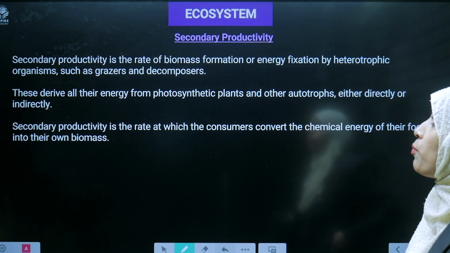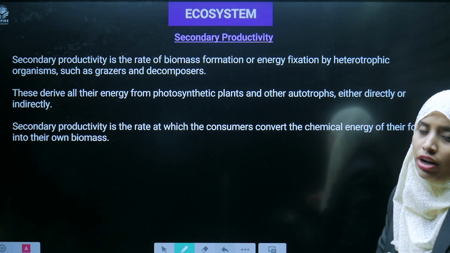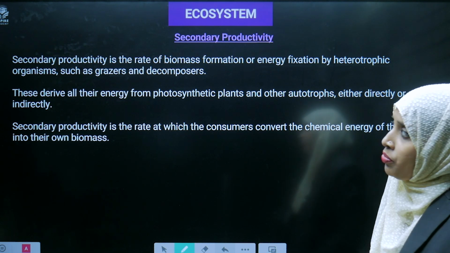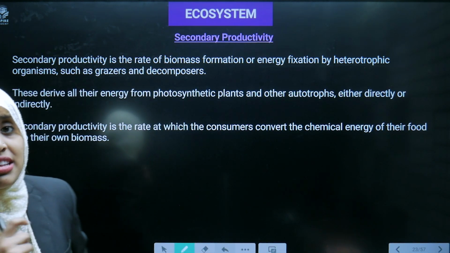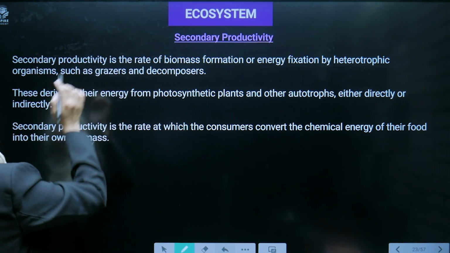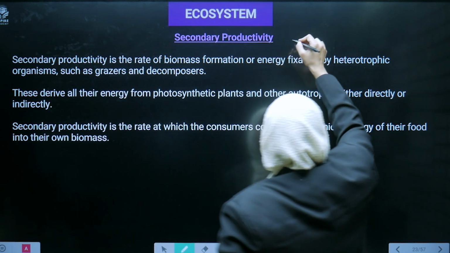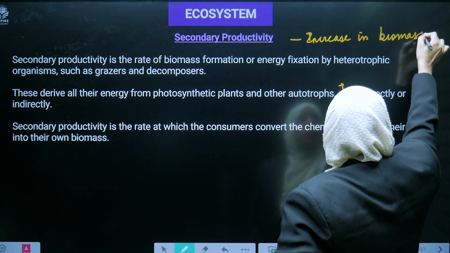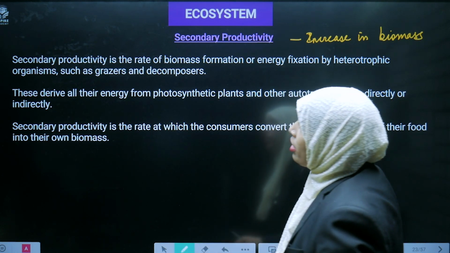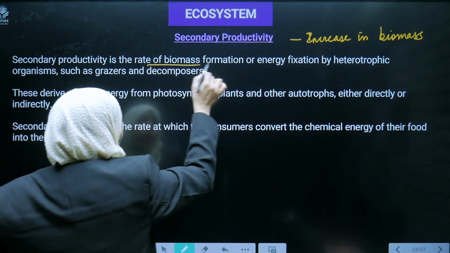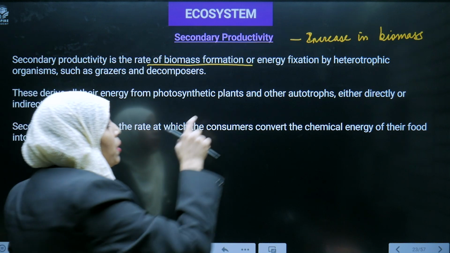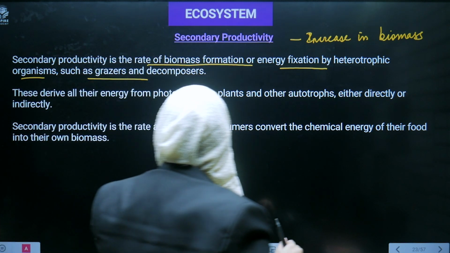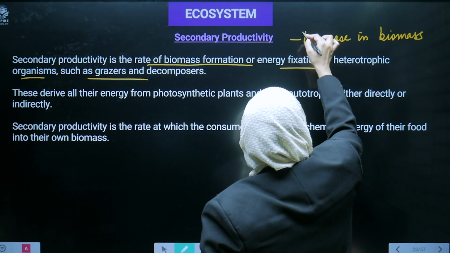Now, what is the secondary productivity? Firstly, we discussed the primary productivity, in which producers play a very important role. Now about the secondary productivity. What is secondary productivity? It is the increase in the biomass. Simply we can write it is increase in biomass. So secondary productivity is the rate of biomass formation or energy fixation by heterotrophic organisms such as grazers and decomposers.